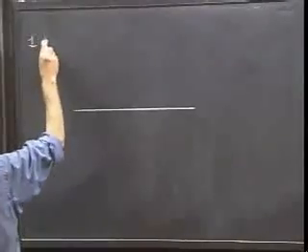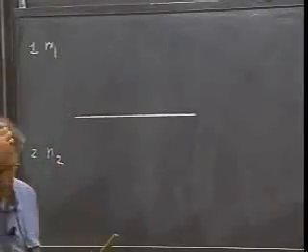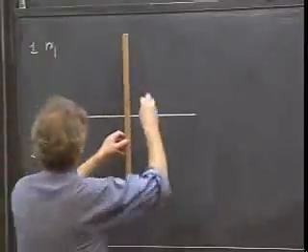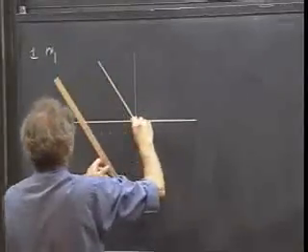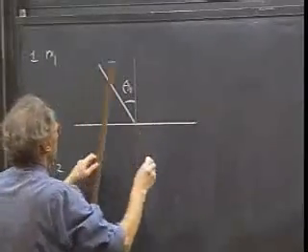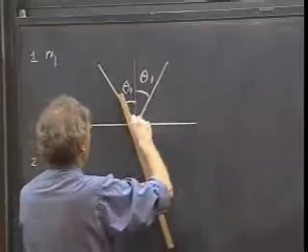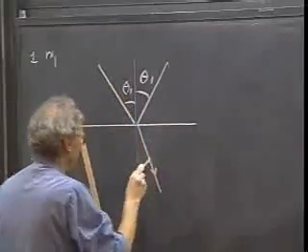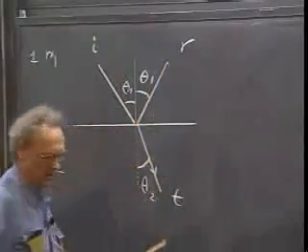So here we have again the transition from one medium to another. We have here medium 1 with index of refraction n1, and here we have medium number 2 with index of refraction n2. We have incident radiation coming in here, and this angle is theta 1. We have reflected radiation, and this angle is also theta 1. And then we have radiation that goes into this medium, and this angle is theta 2. Incident, reflected, transmitted.